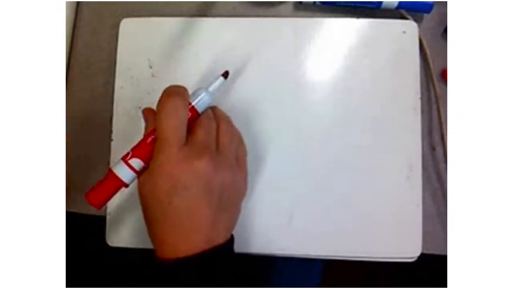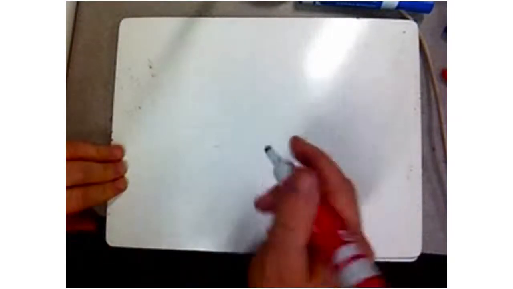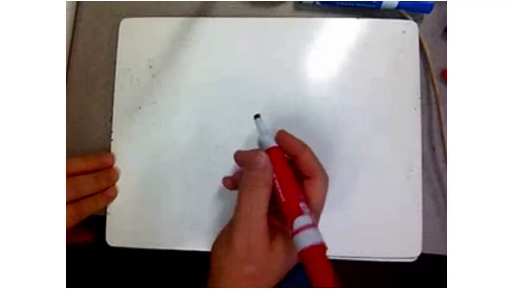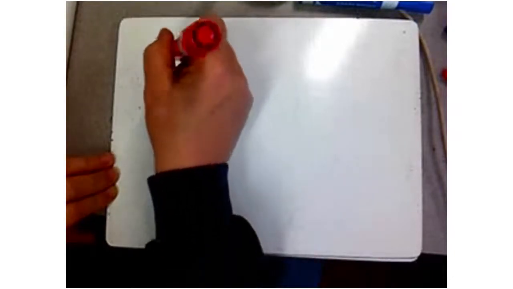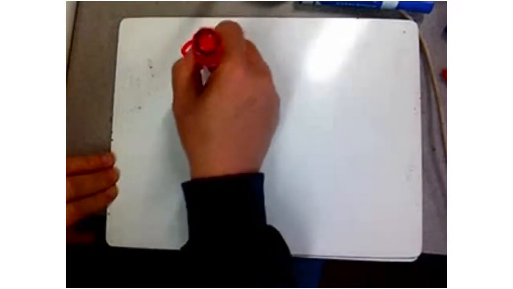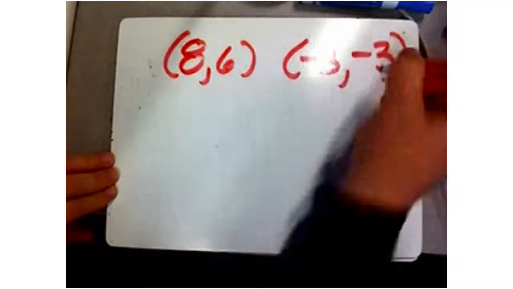And I reminded you in the email, if you know 2 points, you'll need to find the slope first and then go through this process by plugging in the slope and a point. So let's say you know 8, 6 is 1 point, and negative 3, negative 3 is another point.